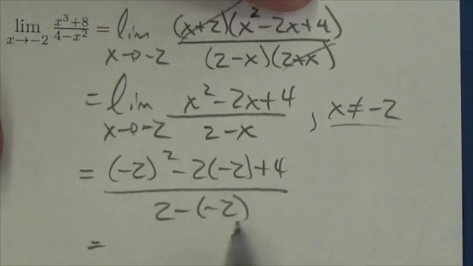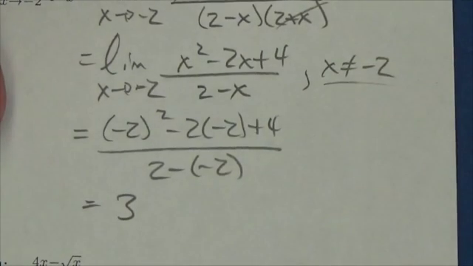So 12 divided by 4, the answer is 3. And so there's our limit.